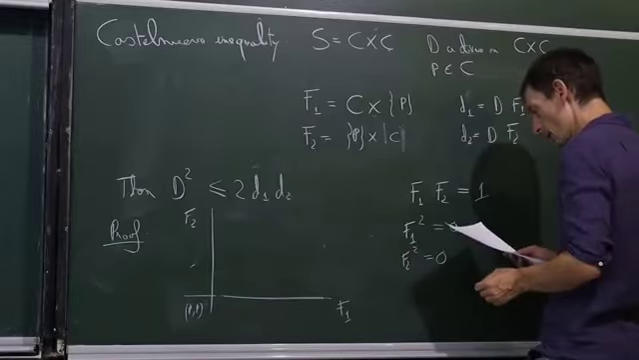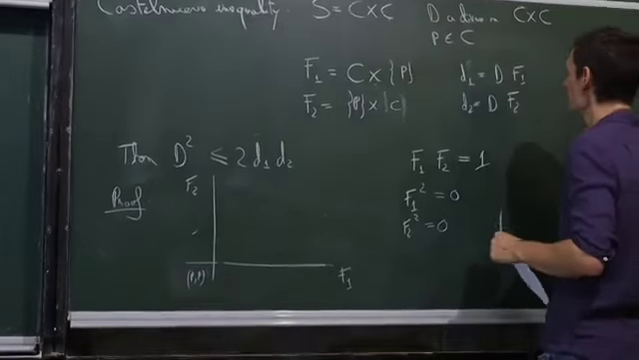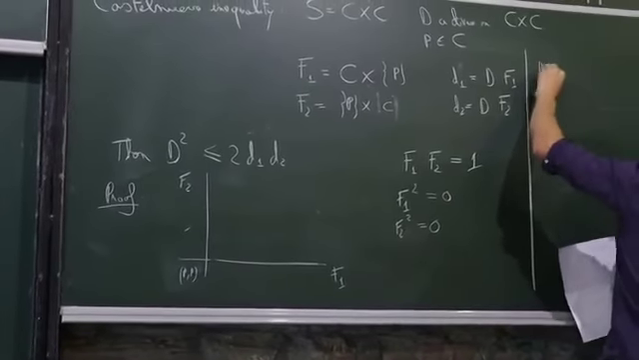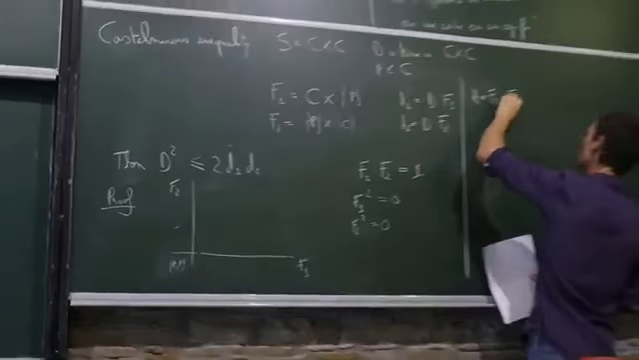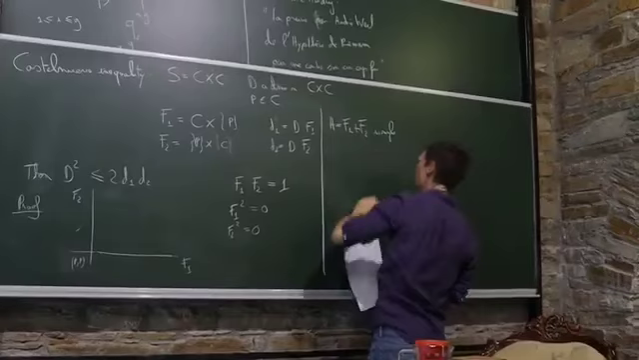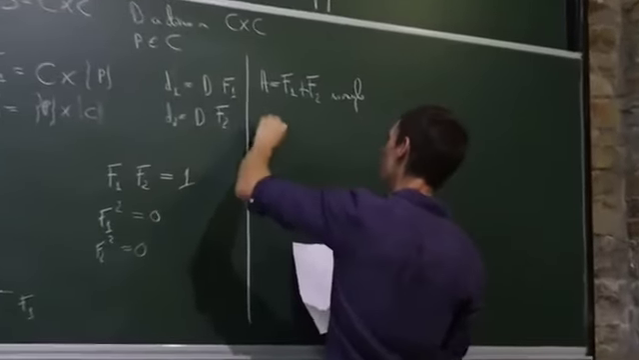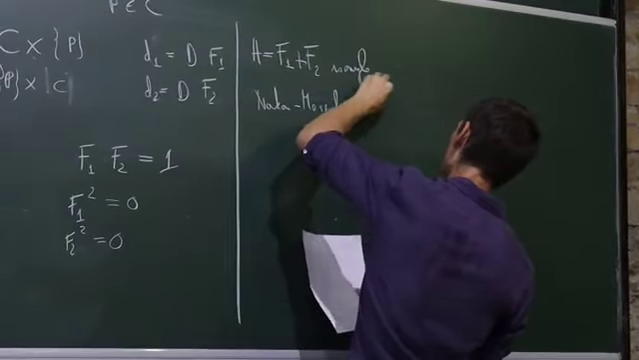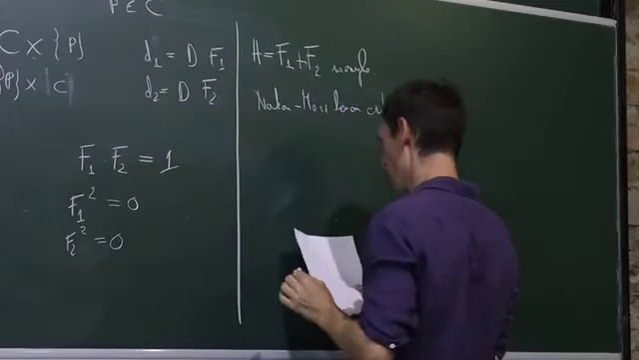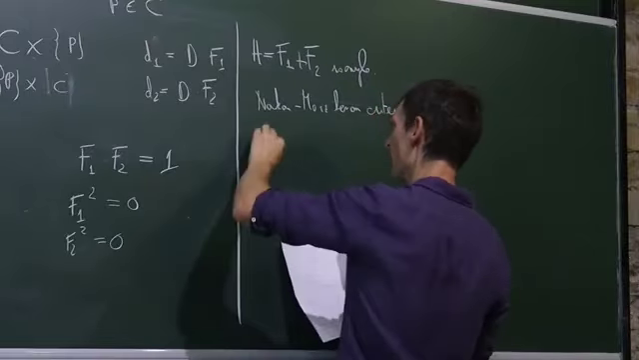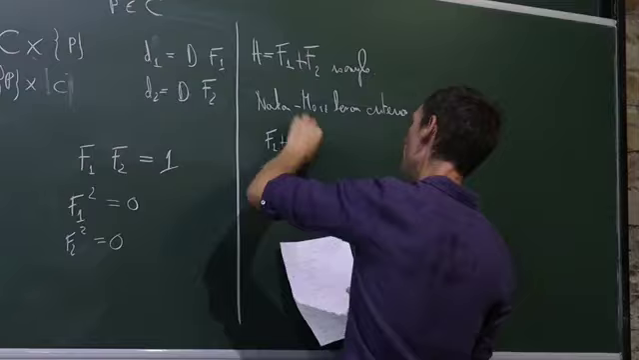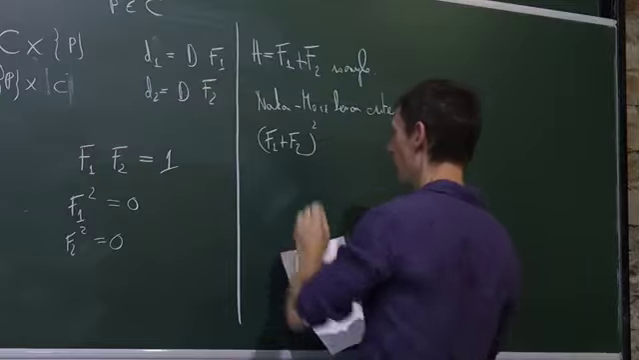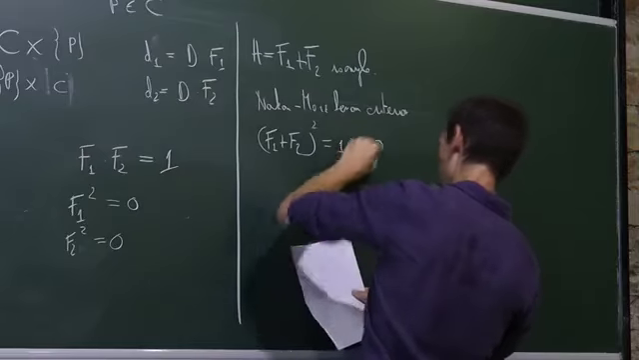Okay? Now, what else do I need? I would need some ample divisor, and what I claim is that H, which is the sum of F1 plus F2, is ample. For this, I'm going to use the Nakai-Moishezon criterion, which is also in Hartshorne. And you have to verify first that F1 plus F2 square, and you can easily compute because you have all these formulas here, is 1, so this is positive.